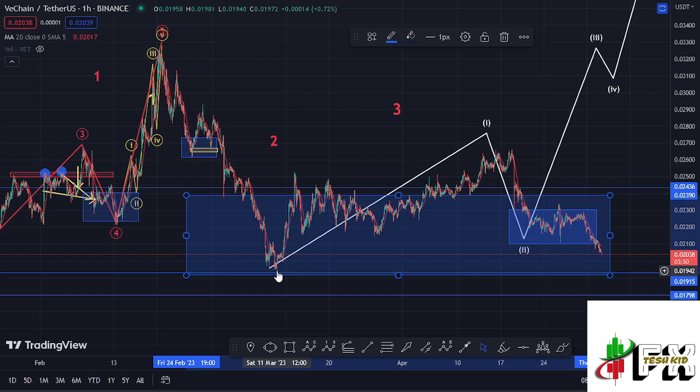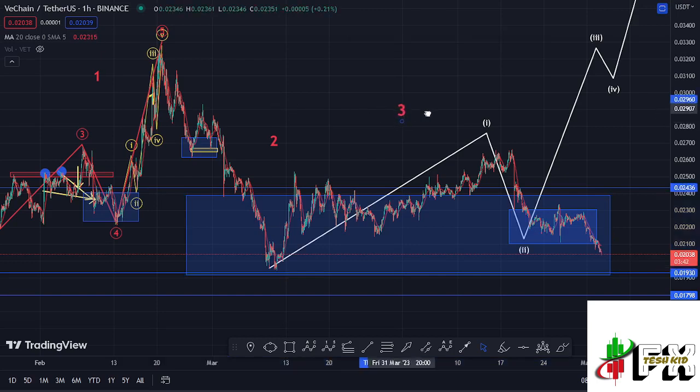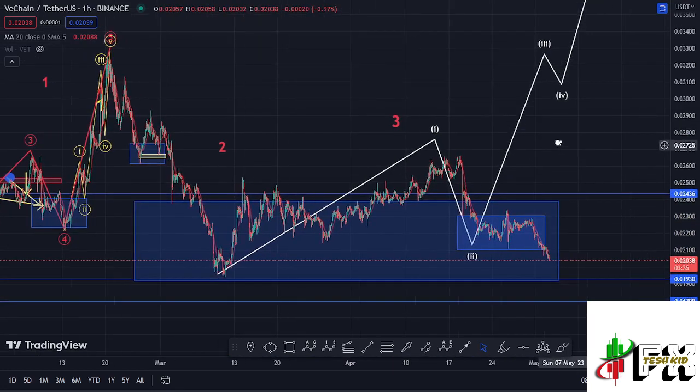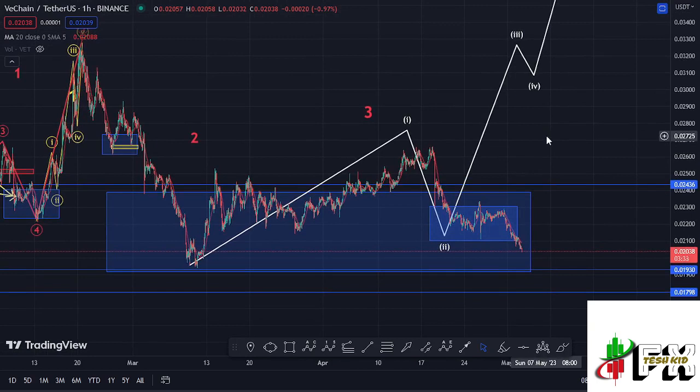In case such a reset plays out, then from there we can start expecting higher prices in the formation of that higher Elliott wave count 3. And then from there we can start counting our micro Elliott wave count to the upside in the formation of that wave 3. So that is what I'm expecting here on the short-term scenarios on the Vechain chart, and those are my breakdown targets.